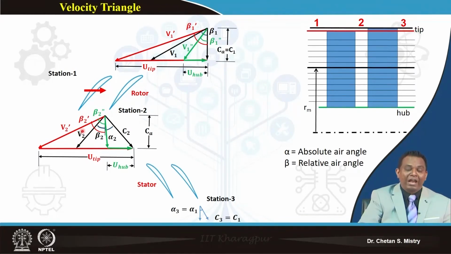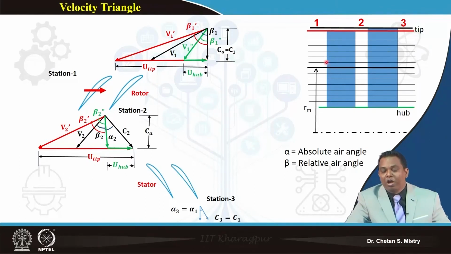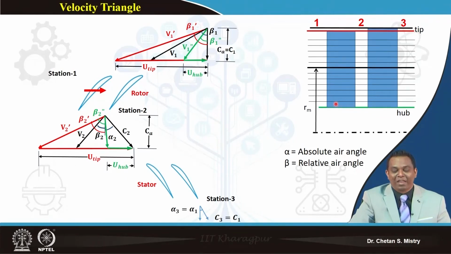Okay, same way at the exit, I will be having my variation of angle beta 2 double dash to beta 2 dash at the tip region. Okay, now you can see here what we have done, we have divided our whole aerofoil into a number of stations. Now when I say number of stations, I will be having a radius at each station. Okay, now at each station I will be having my peripheral speed.